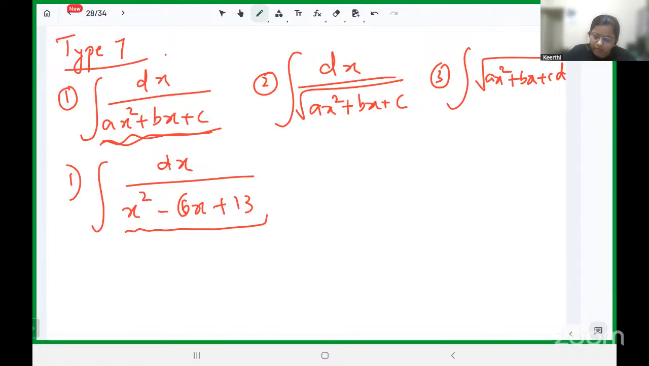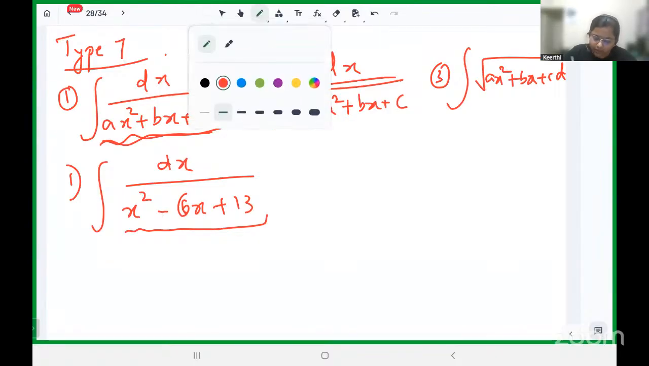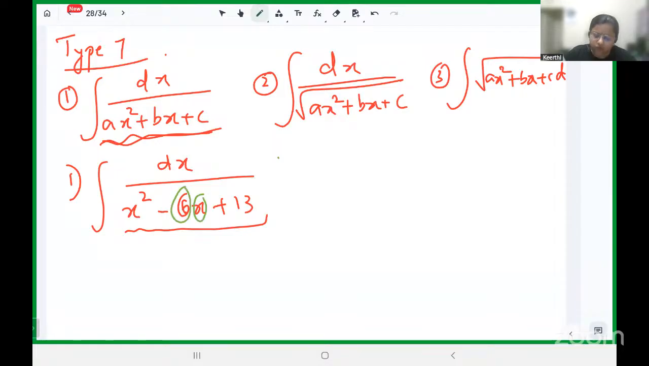That is, you consider the coefficient of x. Coefficient of x is 6. You don't need to bother about the sign here. You just take the coefficient of x, which is 6, and now you take half of it. Half of 6 is 3, isn't it? 6 by 2 is 3. And now you square that number. 3 square is equal to 9.